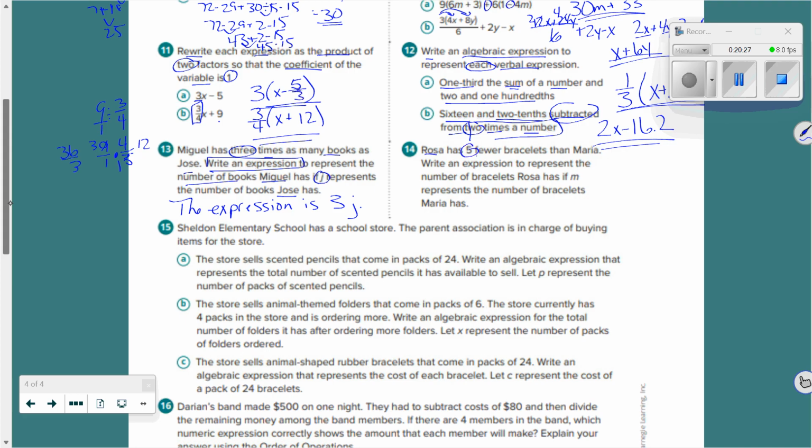Rosa has 5 fewer bracelets than Maria. Write an expression to represent the number of bracelets Rosa has, where M is the number that Maria has. So the expression is, she has 5 fewer than Maria, so M minus 5.